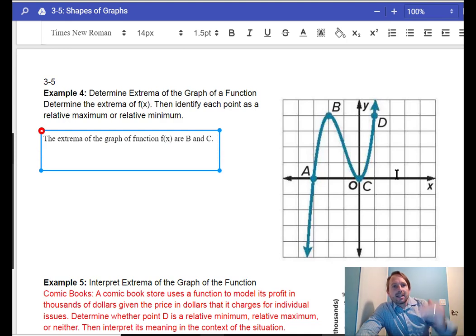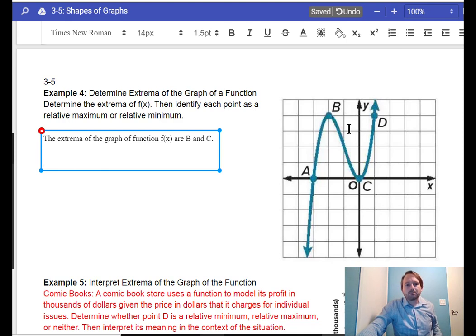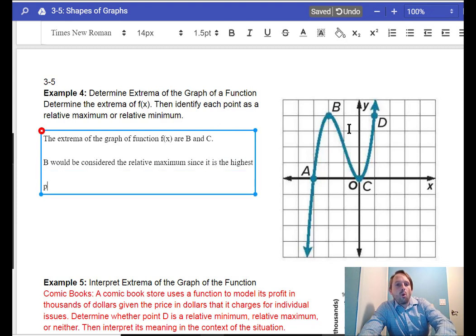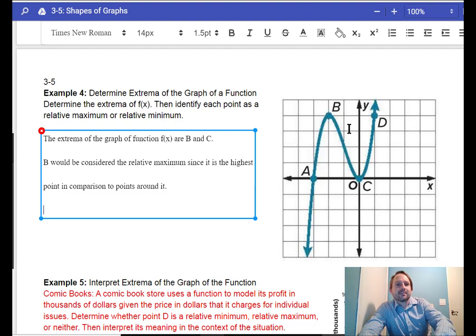B is the highest point in comparison to everything else. So if we look at B right here, it's at the top. So B would be considered the relative maximum since it is the highest point in comparison to the points around it, relative to the points around it.